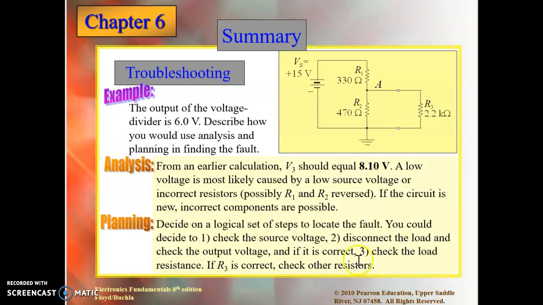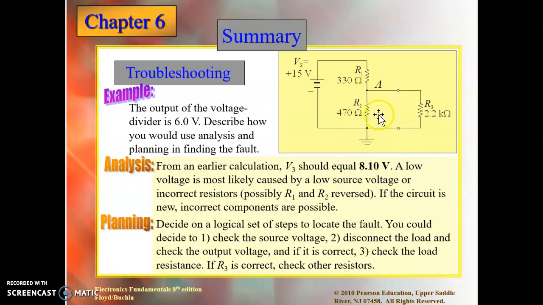Troubleshooting: it says the output of the voltage divider is 6 volts. So we have a voltage divider here. Describe how you would use analysis and planning in finding the fault. So you have 6 volts here. Why do you have 6 volts when this resistor is higher than that resistor? This resistor should be, as in the previous example, about 8 volts. So what happens here? They say that from the earlier calculation, V3 should be equal to 8.10 volts. A low voltage is most likely caused by a low source voltage or an incorrect resistor. Possibly R1 and R2 are reversed.